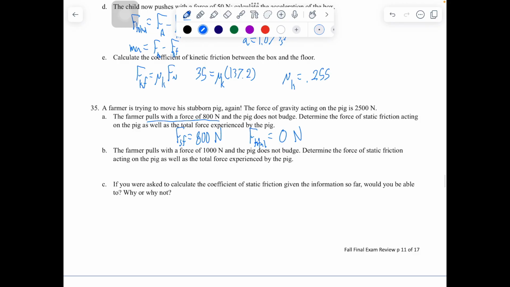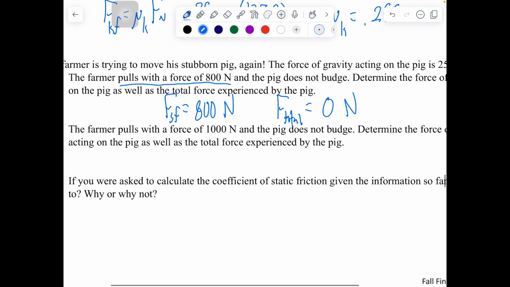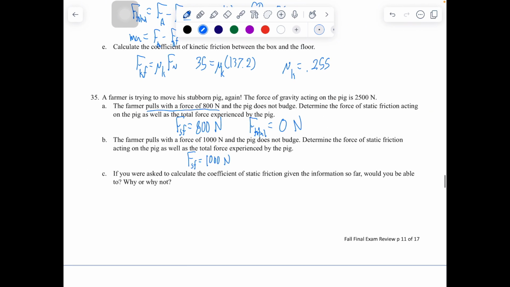Farmer pulls with 1,000 newtons. Still, pig does not budge. Static friction must balance that pull. Total force is still 0.